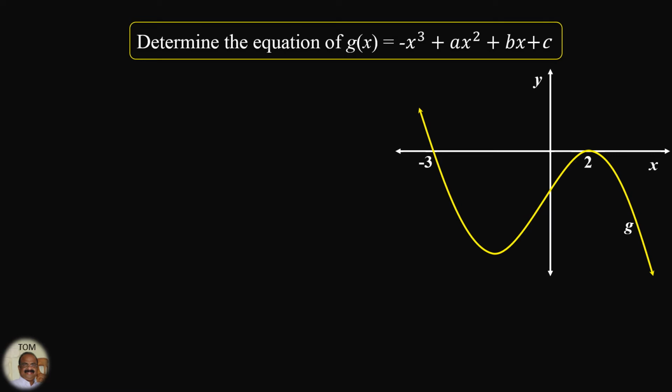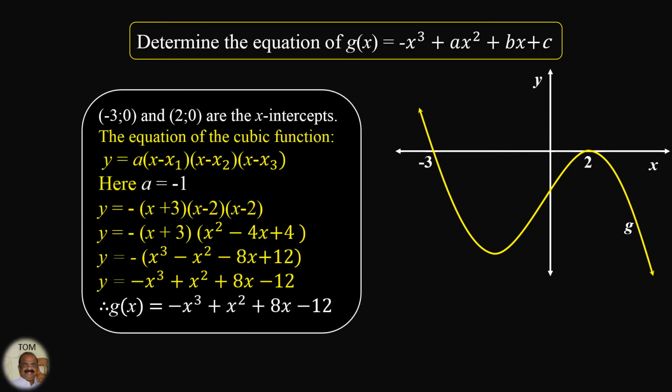Determine the equation of g(x), another cubic function, -x³ + ax² + bx + c. So we have no idea about these unknowns. We are given the graph. We can notice that the x-intercepts are -3 and 2. At the same time, (2, 0) is a turning point as well. Now, we start with (-3, 0) and (2, 0) repeated because it comes as a turning point.